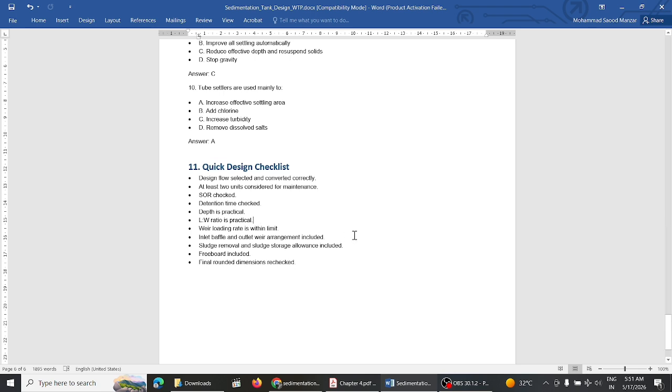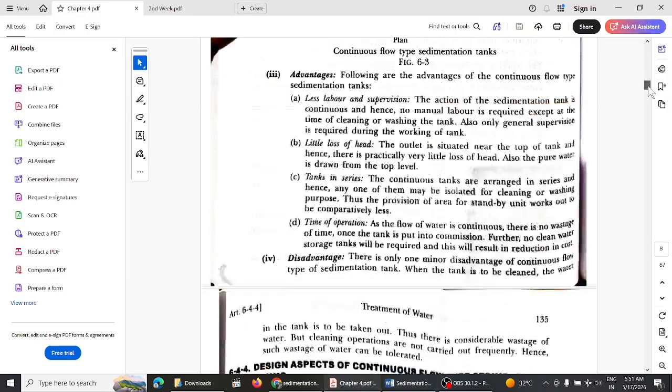Inlet, baffle and outlet weir arrangement is included. They have a baffle wall to reduce the incoming velocity of the water. Sludge removal and sludge storage allowance also has to be included. I have not included this in your course, so you can skip this. Freeboard has to be added to the depth or height over time. Final rounded dimensions are rechecked.